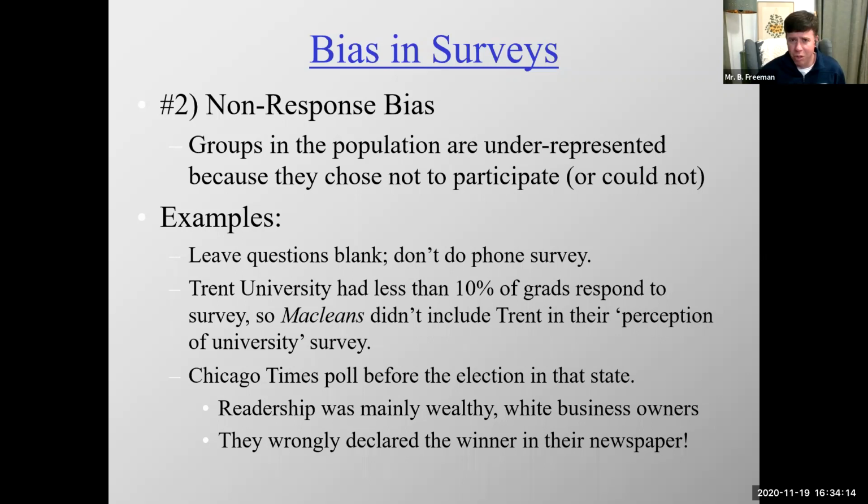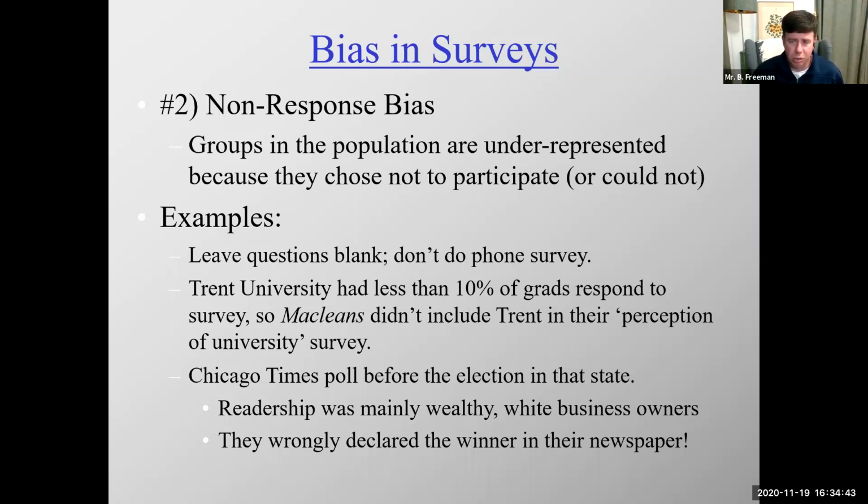And for me, attending Trent University, even though I love the school, it's not the kind of thing where I'm going to wear the sweater or jacket or go out of my way to fill out a survey for that. And so that resulted in a non-response bias, enough so that Maclean's said, we just don't have enough people to include in the rankings.